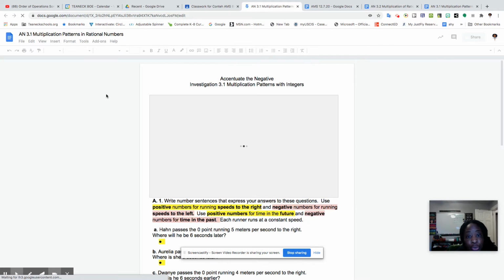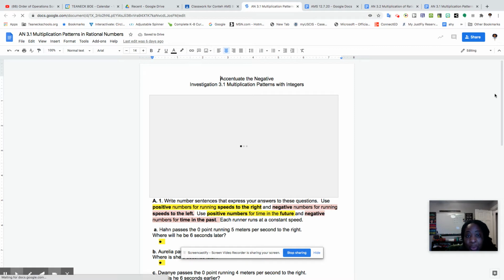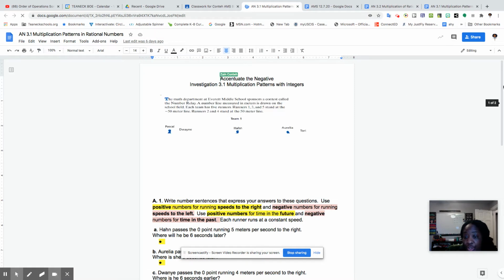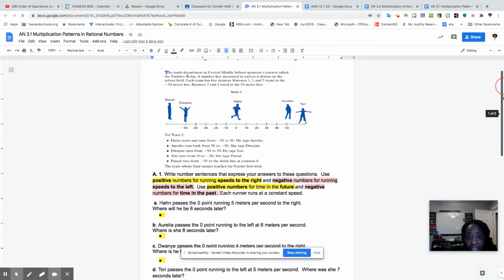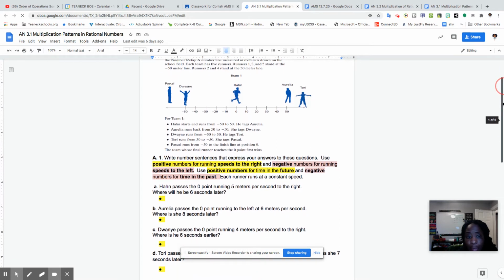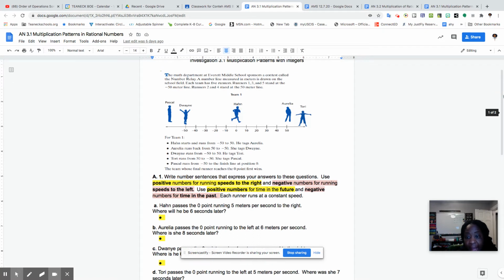First of all, you're going to do this investigation 3.1 now that we're out of investigation 2, which is titled Multiplication Patterns with Integers. Now, it's really important that you read the scenario here, which has students in a relay race. And I tried to annotate it so that you can see positive numbers are speeds that are going to the right. So if Hannah starts and runs from -50 to +50, Hannah's here and she's going to 50, she's going to the right. So that would be a positive scenario in which her movement is, right? And then when we look at negative numbers are going to the left.